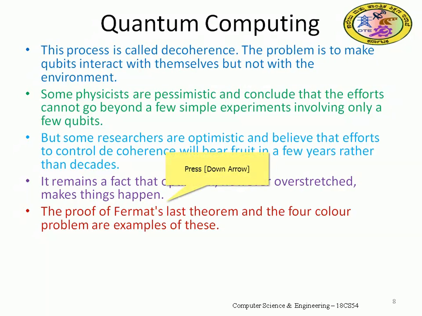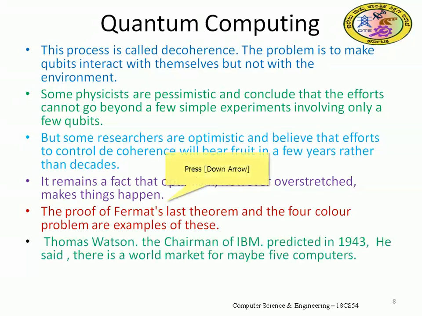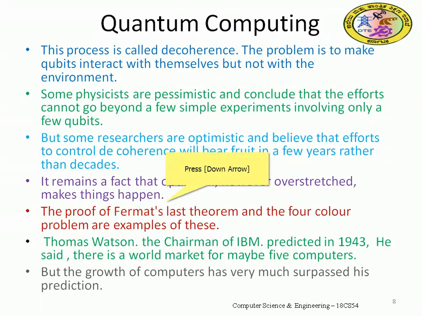The proof of Fermat's last theorem and the four color problem are examples of this. So Fermat's last theorem and the four color problem are evidence that overstretched optimism makes things happen. Thomas Watson, the chairman of IBM, predicted in 1943 that there is a world market for maybe 5 computers. But the growth of computers has very much surpassed his prediction.